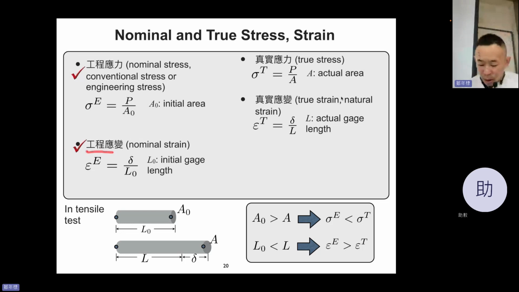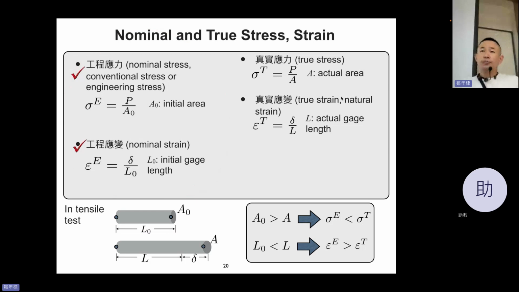And the nominal strain, the engineering strain, is epsilon E equal to delta divided by L-naught. L-naught is the initial gauge length, the initial length. So this is the initial state of the bar. We've done that before, we taught that before.